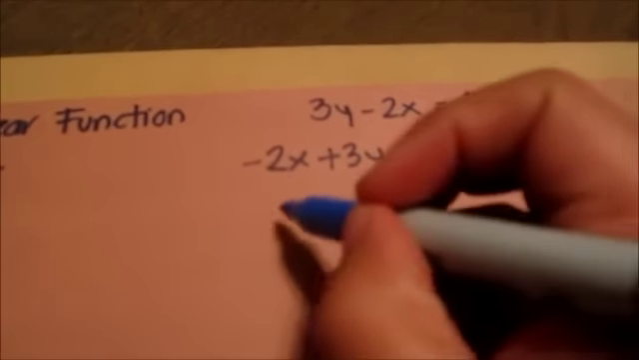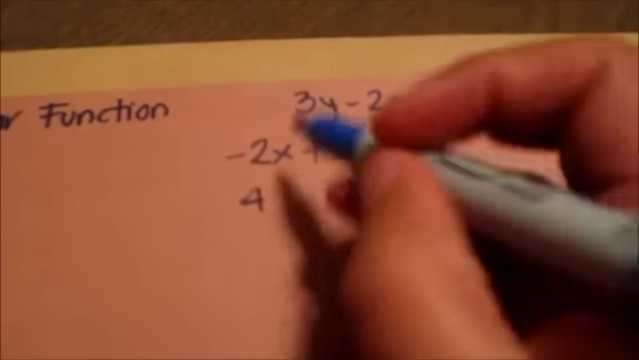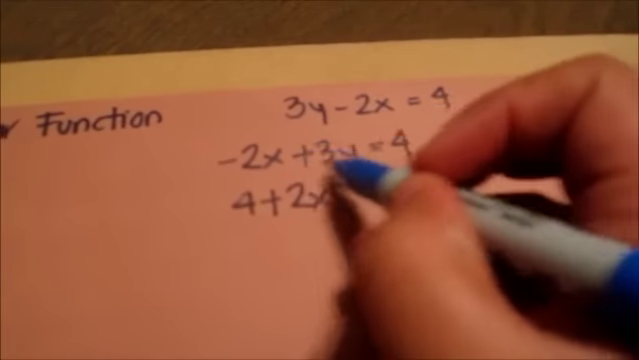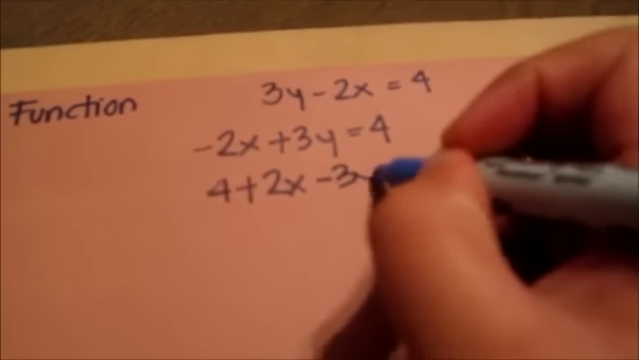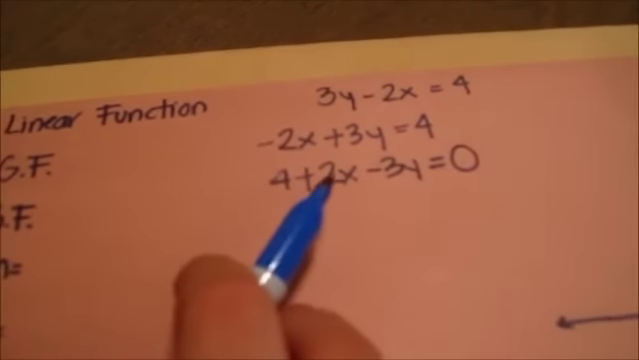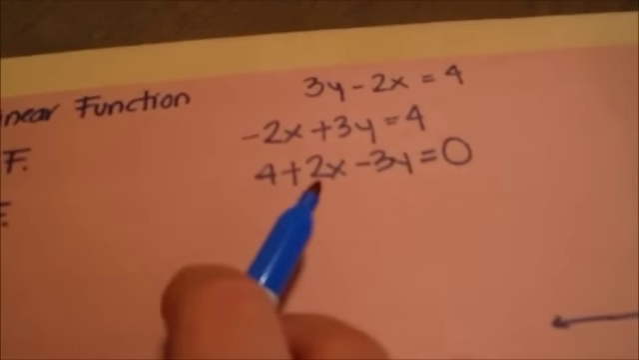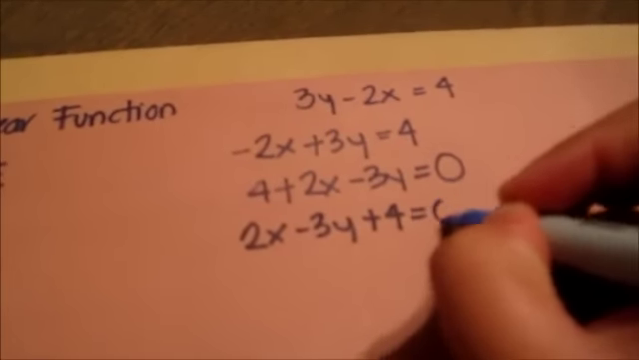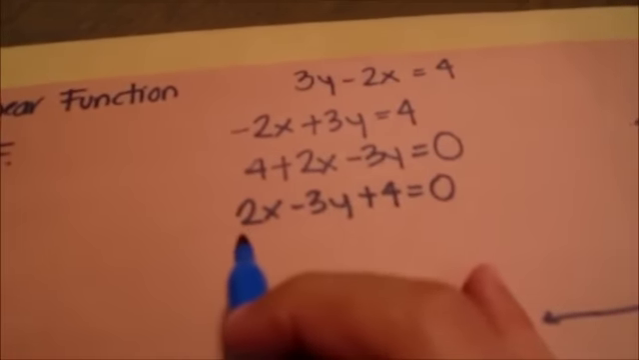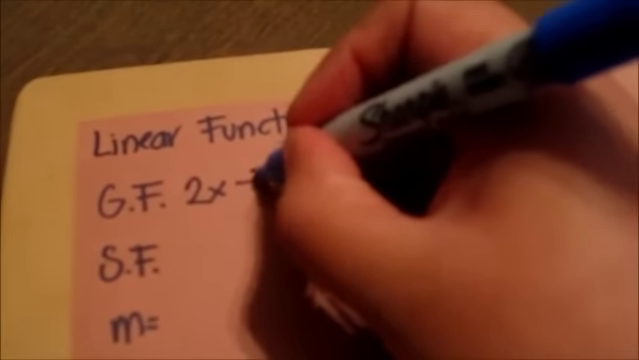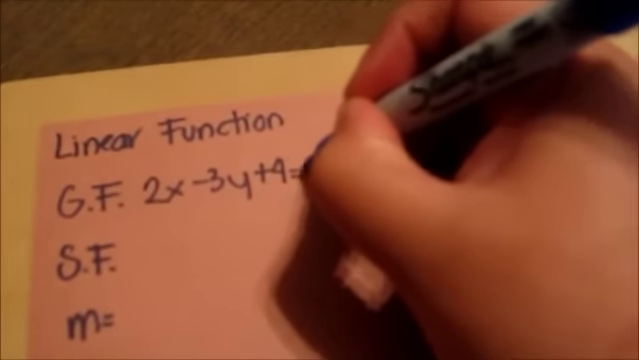So it's going to be 4. I have the minus 2 here, and I'm going to pass plus 2x plus 3y minus 3y equals 0. Remember, the general form needs to have the x positive and all terms equal to 0. Now we need to arrange them. 2x minus 3y plus 4 equals 0. Positive x, check. A whole number, check. And equals 0, also check, so you have the general form. So it's 2x minus 3y plus 4 equals 0.